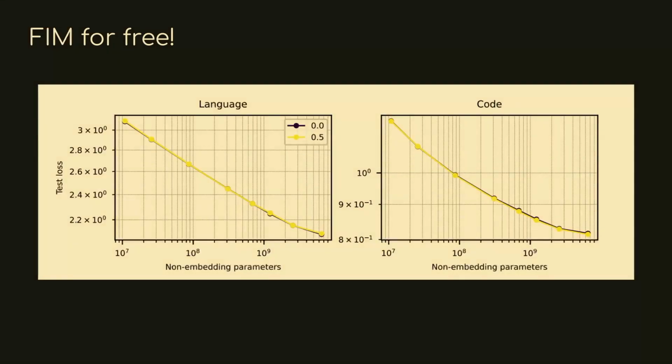And that's the graph from their paper. The yellow one, 0.5, means 50% of the samples are transformed using this FIM dataset trick, and 0.0 means none of them are. In the case of 0.0, it's the basic large language model pre-training, nothing fancy. And the performance is practically the same. On both of them, in language and code, the performance is the same. So you don't get any performance loss, but you learn one very important trick for free.